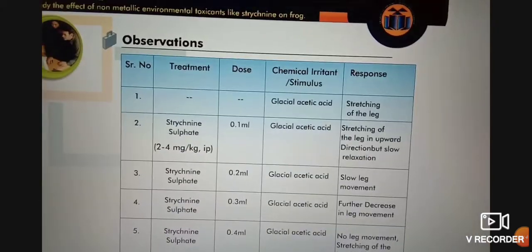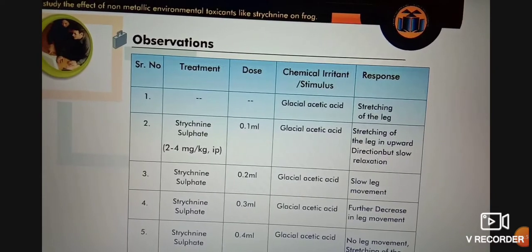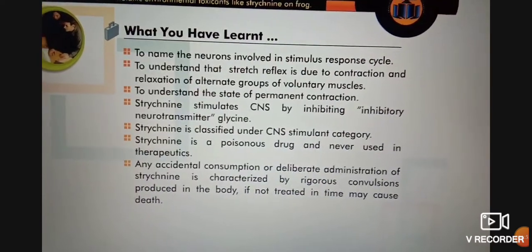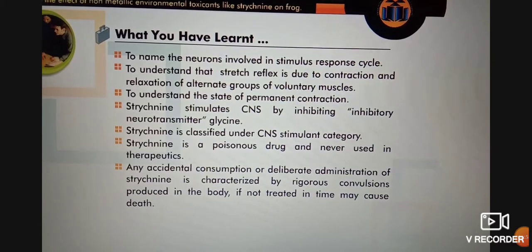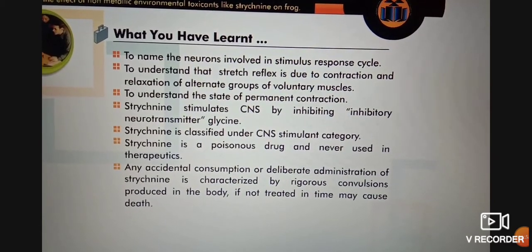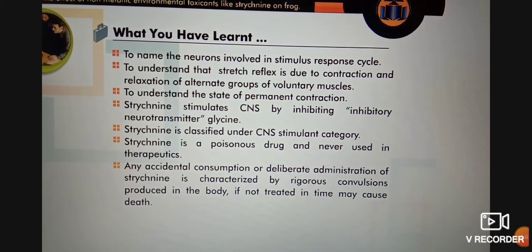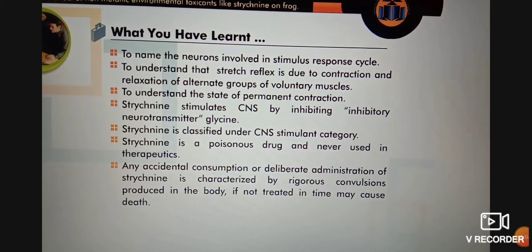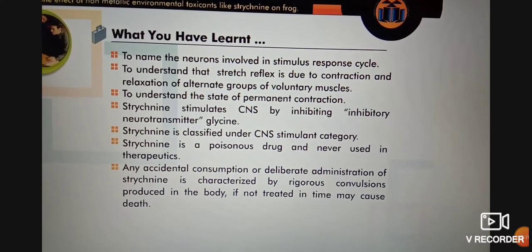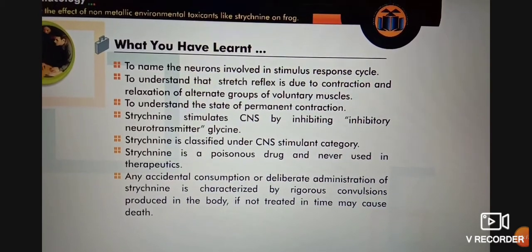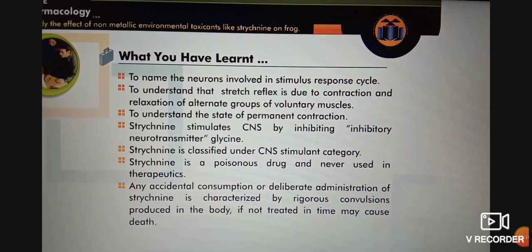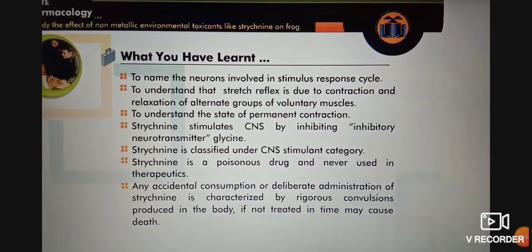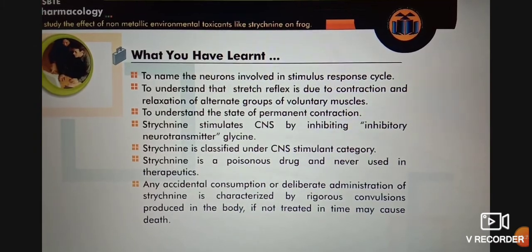So what have we learned from this experiment? What you have learned: to name the neurons involved in the stimulus-response cycle. To understand that stretch reflex is due to contraction and relaxation of alternate groups of voluntary muscles. To understand the state of permanent contraction. Strychnine stimulates CNS by inhibiting the inhibitory neurotransmitter glycine.